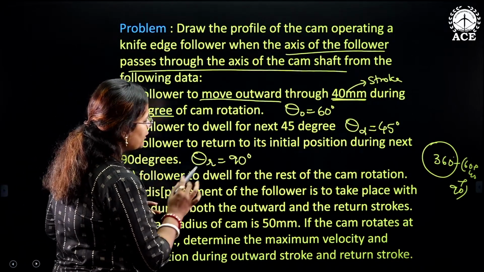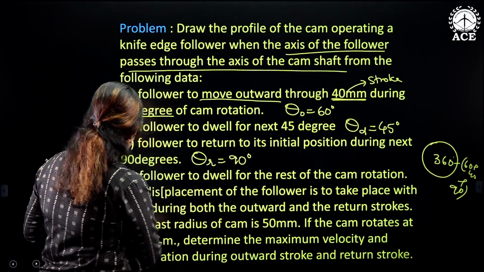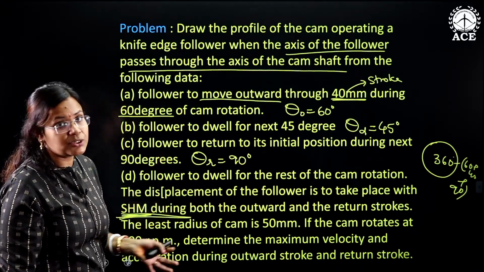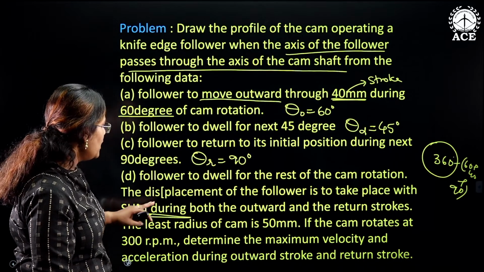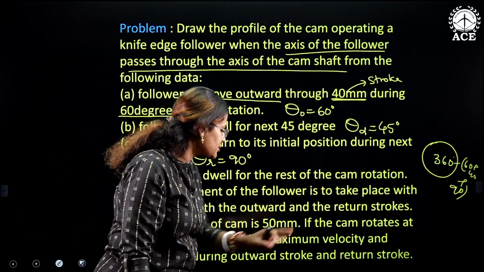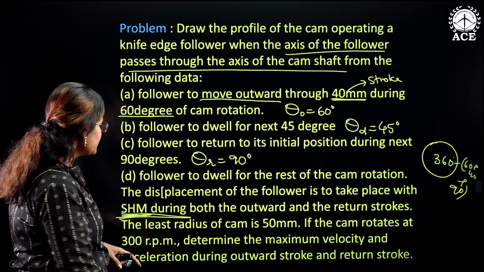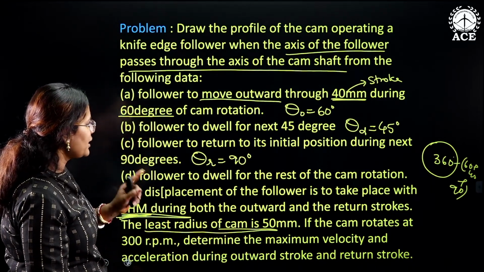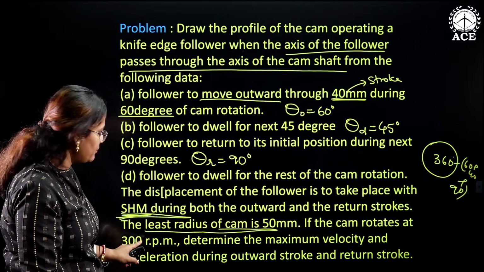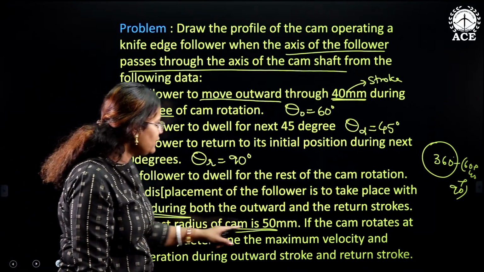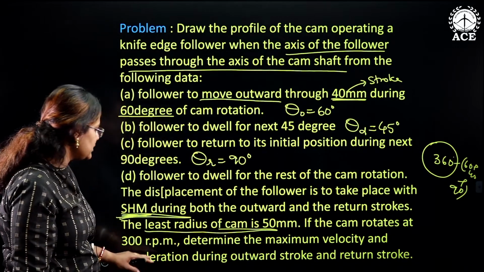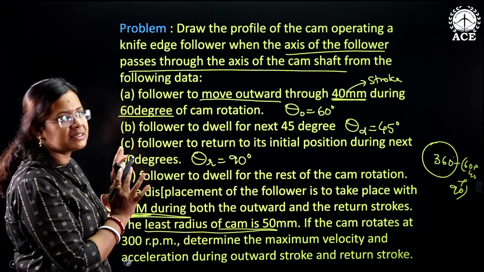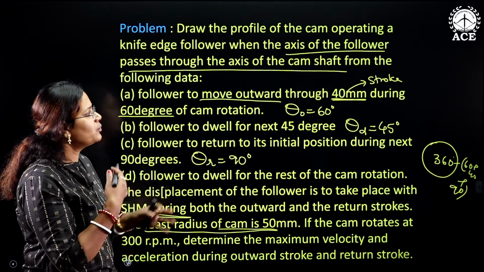Next, the displacement of the follower is to take place with SHM. The SHM condition is given. I told you that this condition is very, very important. SHM during both the outward and return strokes is given. The least radius of the cam is given. If the cam rotates at 300 rpm, the n value is given. Determine the maximum velocity and acceleration during the outstroke and return stroke. So the problem framing will be somehow like this. There are different ways that they can ask.